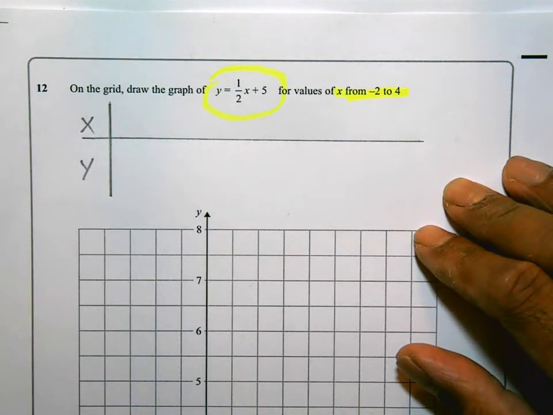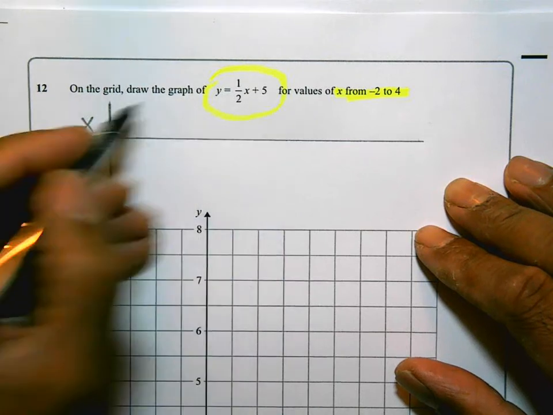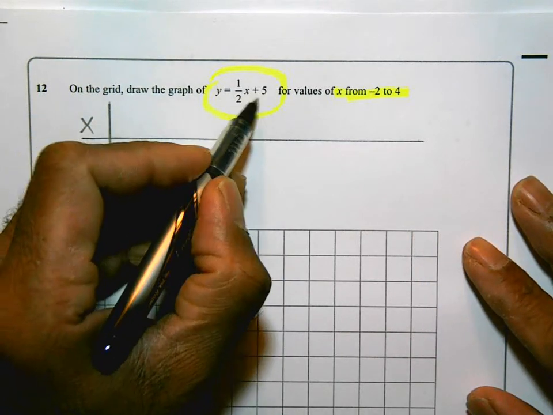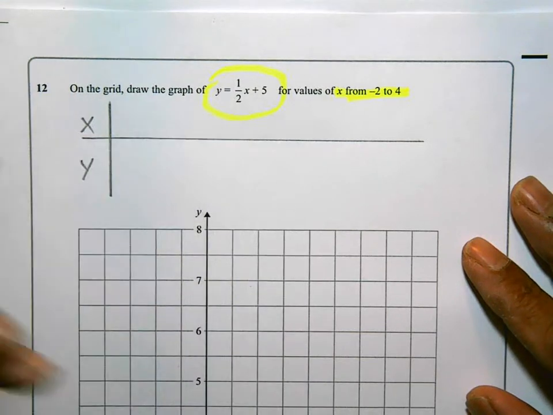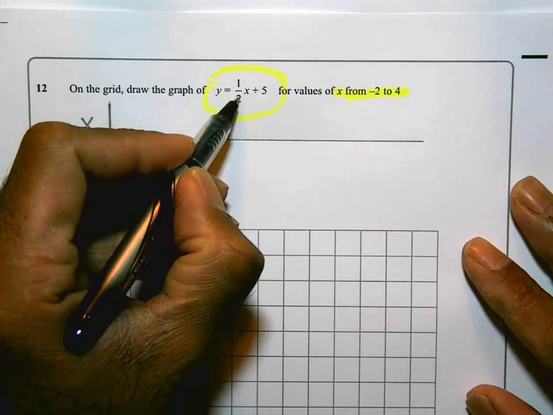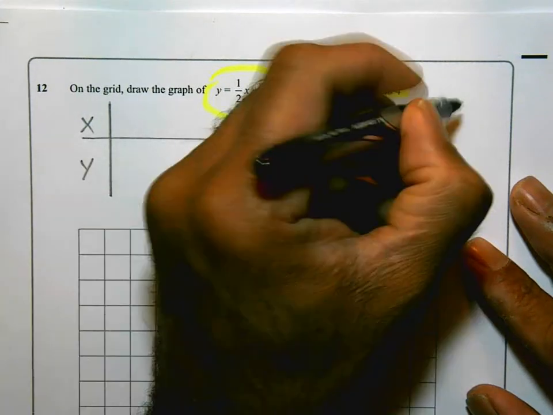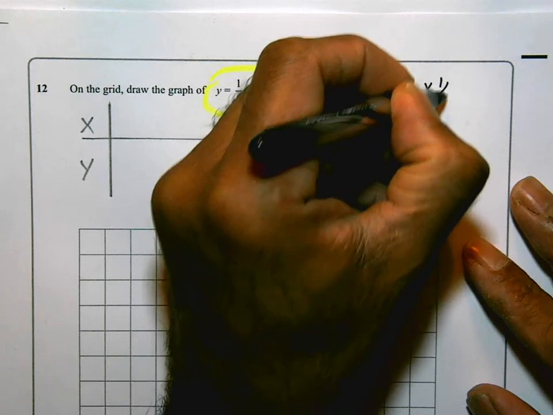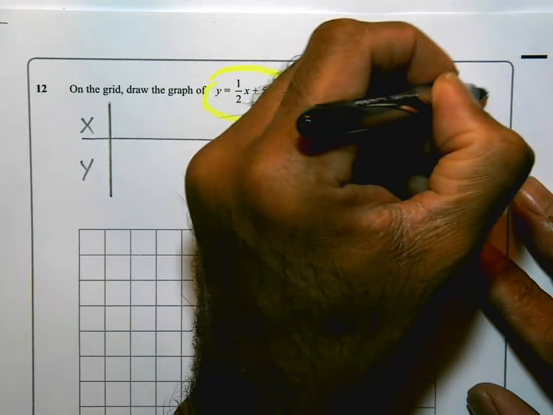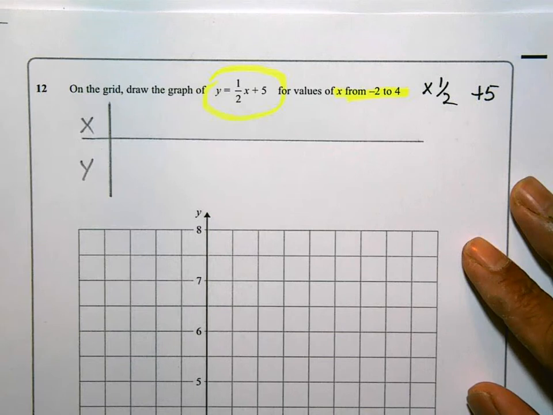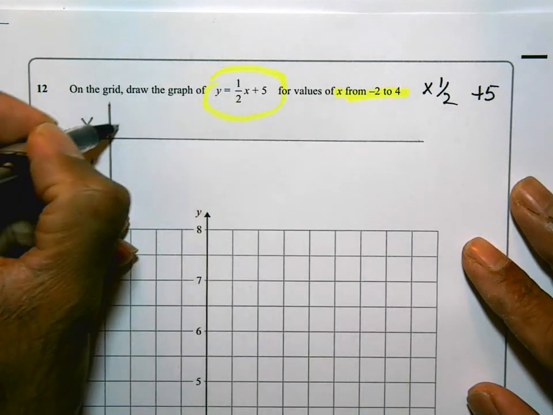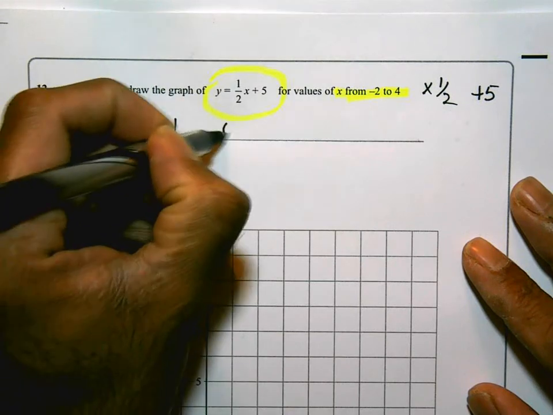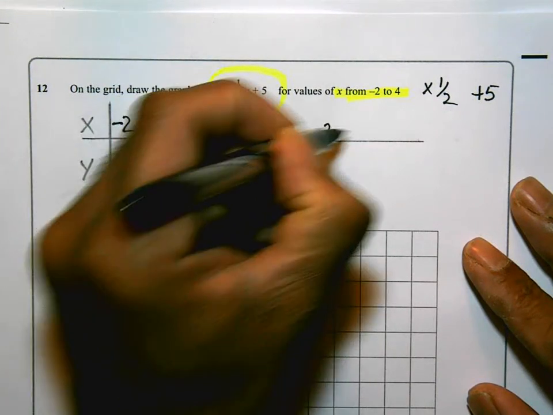From the equation, the equation says y is equal to a half x plus 5. So that means whatever x is, I'm going to times it by a half and then add 5. So that means times by a half, or half it, and then add 5. My x values go from -2 all the way up to 4. So -2, -1, 0, 1, 2, 3, and 4.